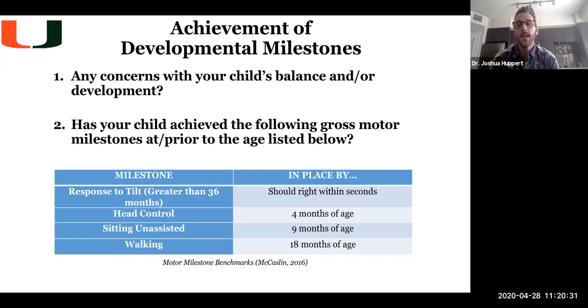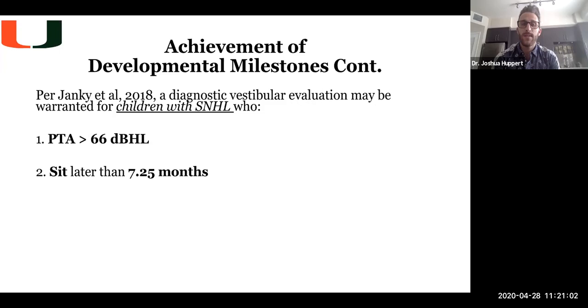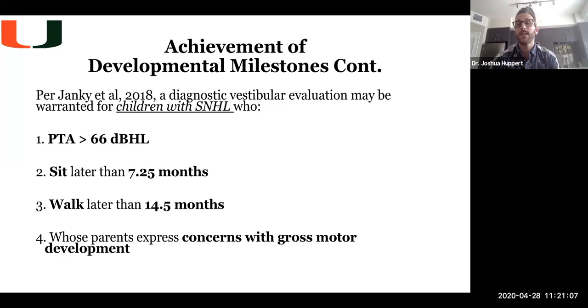Kind of going along that same pathway, Janke and crew in 2018 were looking at the need for a diagnostic evaluation, whether it's warranted for children with sensorineural hearing loss, knowing that there is a higher prevalence or higher risk factor for balance dysfunction in this particular population. They found that children with a PTA, a pure tone average, greater than 66 decibels, who sat later than 7.25 months, who walked later than 14.5 months, and whose parents expressed concerns with gross motor development, were at greatest risk for balance dysfunction.